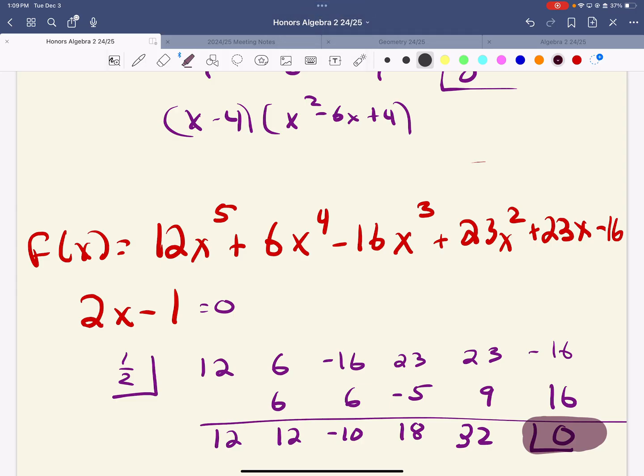Questions with any of that? Are we able to find the remainder and figure out if it's a factor or not? Now, when you're doing your assignment today, make sure you read the directions. Some of them say, find the solution. Some of them say, is it a factor? And some of them say, divide. If it says divide, the answer is 12x to the 4th plus 12x cubed minus 10x squared plus 18x plus 32. Make sure you read your directions.